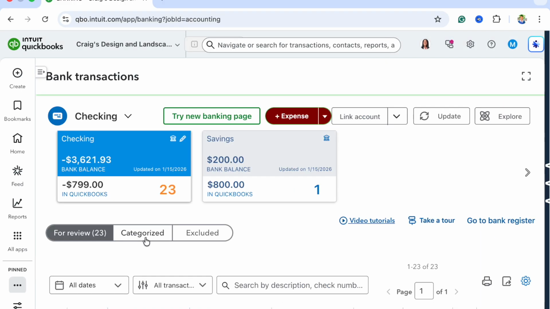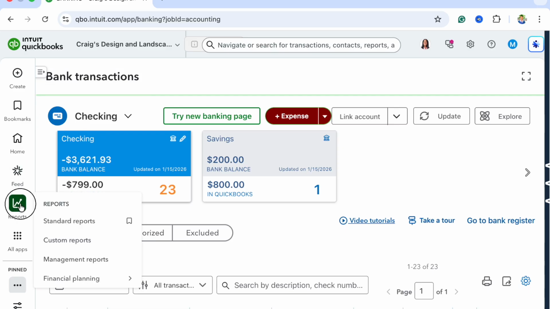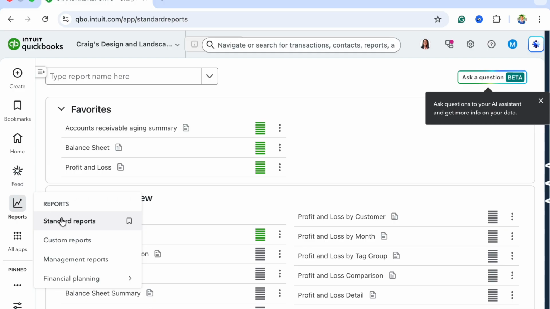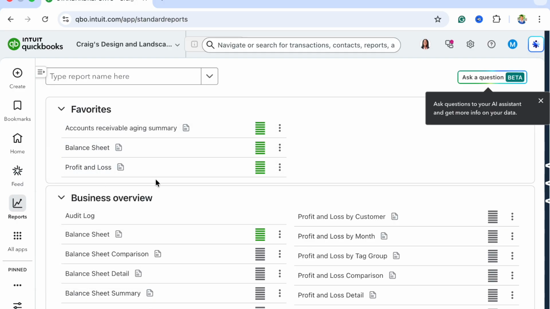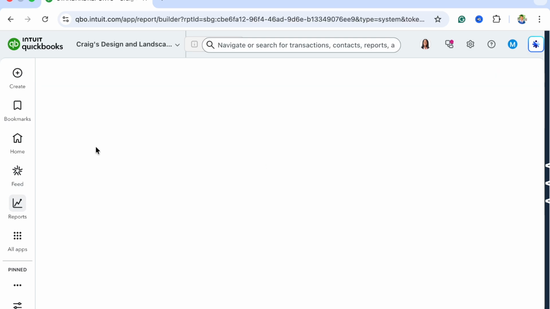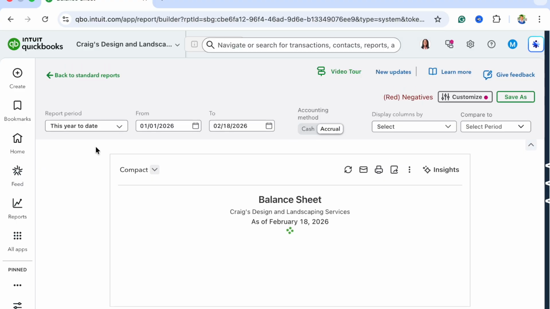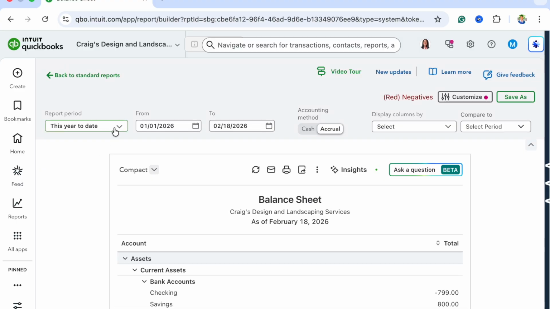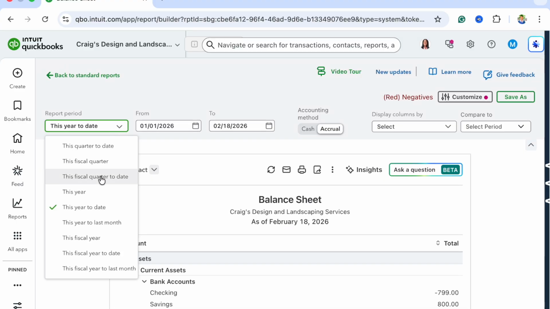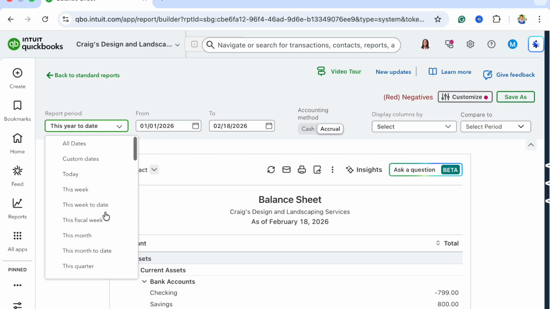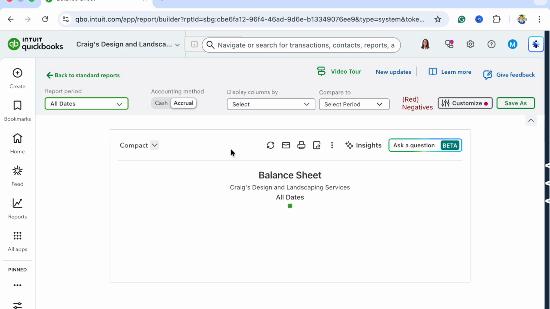So that now has been categorized, and once something has been categorized, what happens is it will show up in your financial statement. So we're going to go over to reports, and standard reports. So you go to reports, standard reports, and you come into here. Now let's check out the balance sheet first. So for the balance sheet, like I said, let's do all dates just in case. All dates. Accrual.